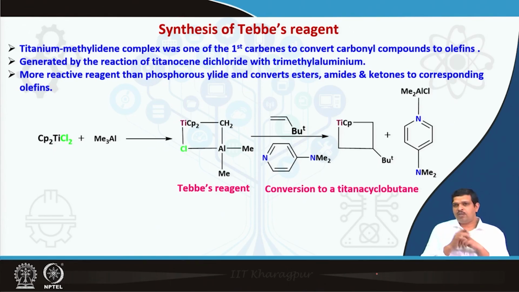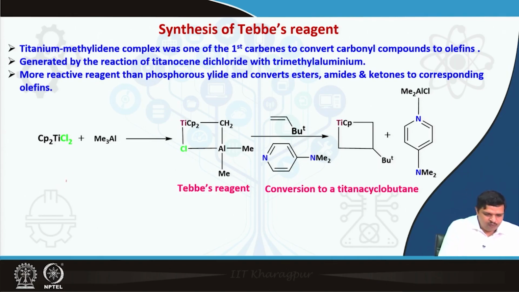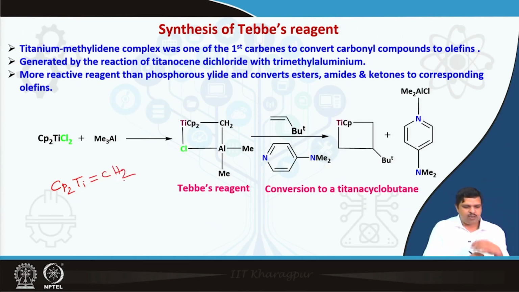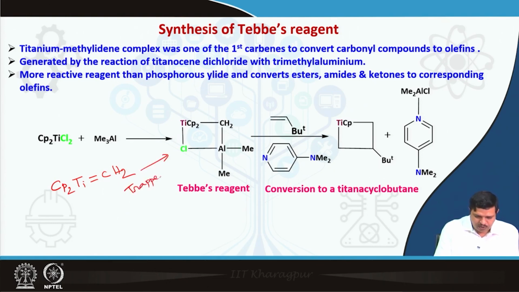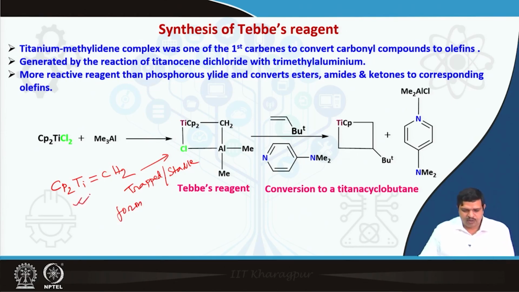we already discussed in the beginning of the classes in a very brief way that this Tebbe reagent is basically the stable form of the highly reactive carbene complexes, this one. So it is a kind of trapped form. So this is the trapped form, okay, or you can tell the stable form of the reactive carbene complex. This is actually the Tebbe reagent, okay.